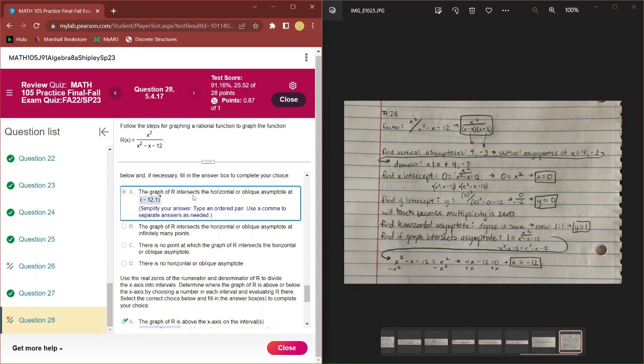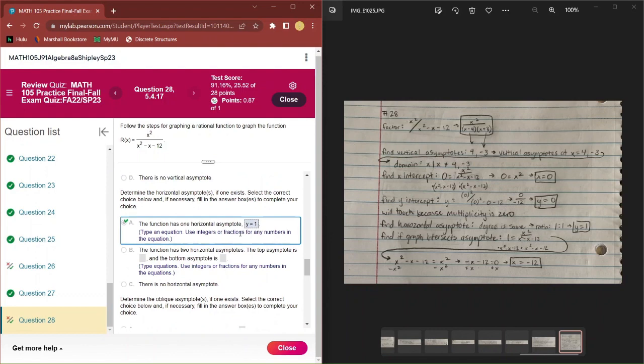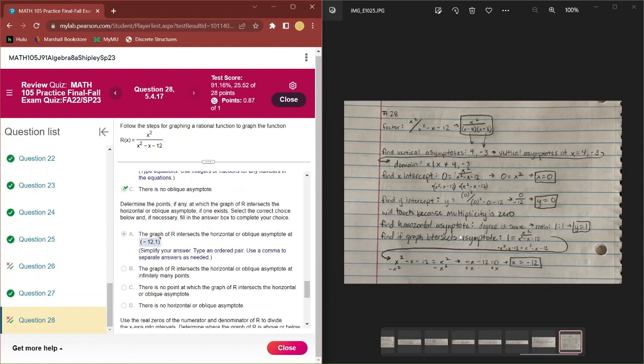So the way you find out whether it intersects the horizontal or oblique asymptote is, let's see what I did. Oh yeah, you set the equation equal to the horizontal asymptote, which was 1, as you can see here. You set it equal to 1, and then you just solve for it. So I multiply by the bottom part again, and so you just do algebra and find that x is -12, and you type in the ordered pair, which is x equals -12 and y is 1.